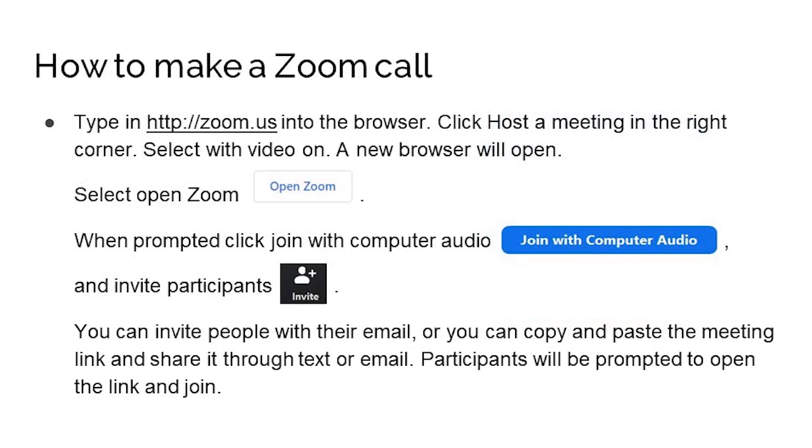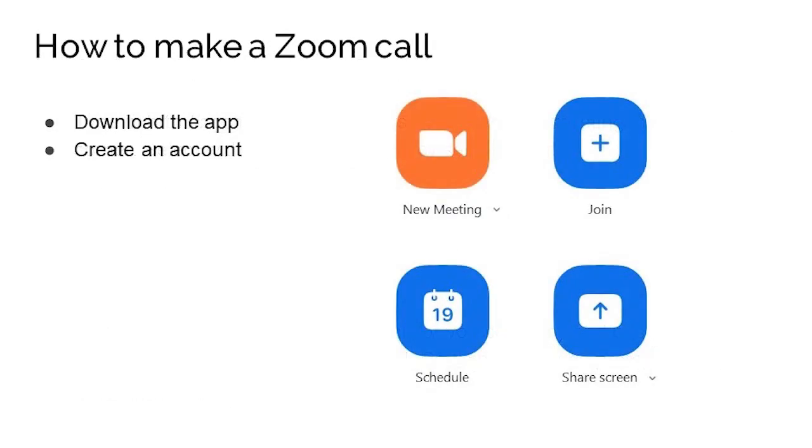You can make a Zoom call by typing the link into any browser. In the right corner, you will click on Host a Meeting and select With Video On, where a new browser will open. Next, you will select Open Zoom and, when prompted, join with computer audio and invite participants. You can invite people with their emails, or you can copy and paste the meeting link and share it through email or text. Participants will open the link and join the meeting.